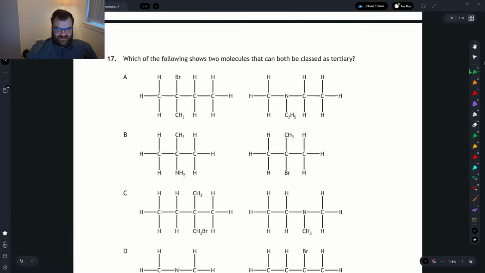Next one, we're asked about tertiary. So we need to be focusing in on, first of all, the carbon that has the bromine on it. And in this one, we have the nitrogen that has three things joined onto it. So we have got 3 carbons attached to the carbon with the Br. Here we have 3 carbons attached to the N, directly to the N in this case. That is going to make both of them tertiary for that one.